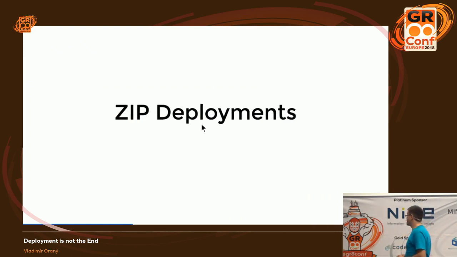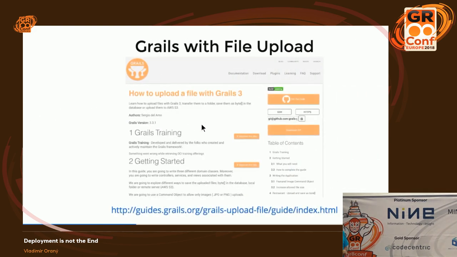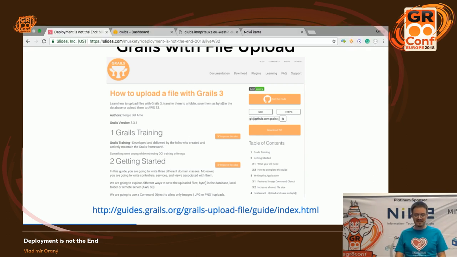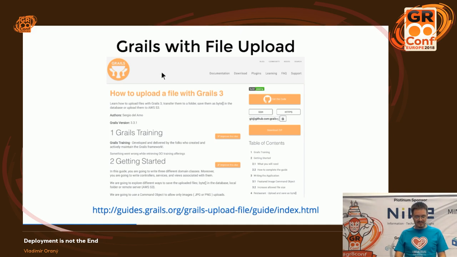Cool, zip deployments. So that was two options to deploy your application to Beanstalk, and for the last one I just picked this one. Who is a Grails developer? Cool, so do you read the guides from time to time? They're awesome. I picked one, which is Grails with file upload. It's basically a restaurant catalog with points of interest. So I can just deploy it already.